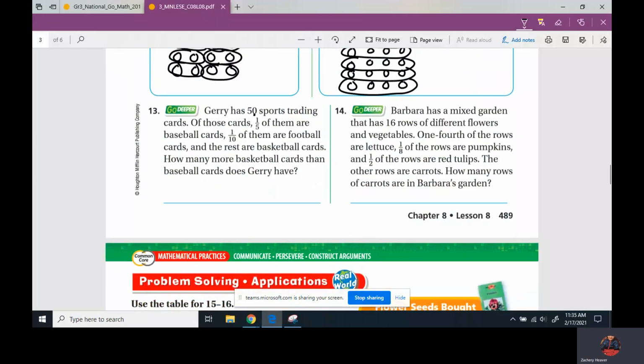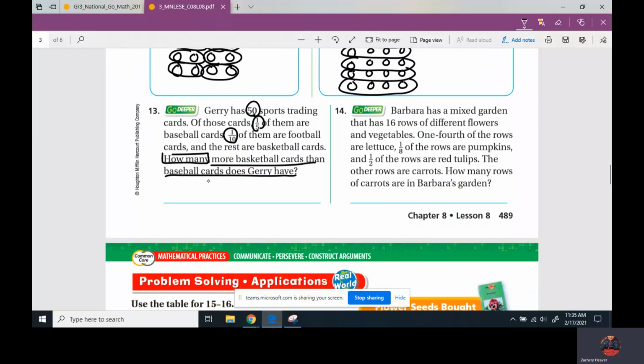Jerry has 50 sports trading cards. 1/5 of them are baseball cards. 1/10 of them are football cards. And the rest are basketball cards. How many more basketball cards than baseball cards does he have? Now, this is an insane question.